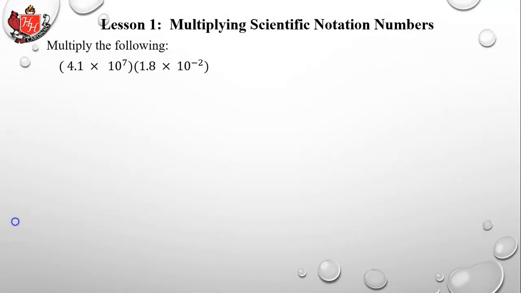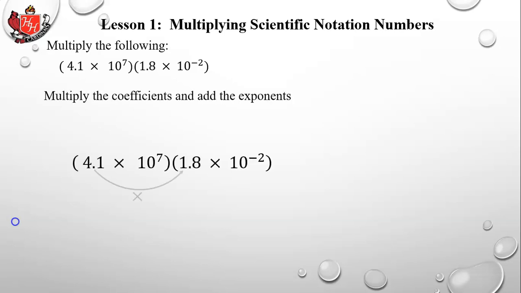Okay, now we're going to multiply scientific notation numbers. Multiply the coefficients and add the exponents. So you multiply, in this case, 4.1 times 1.8, and you add 7 plus negative 2. That's the way you could read that, or 7 minus 2. That would give you 7.4 times 10 to the 5th.